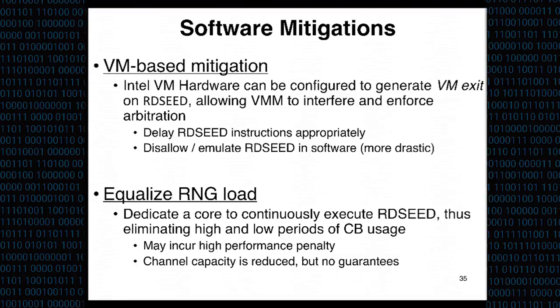Software mitigation: you can basically trap in the VMM on each of these RDC instructions, and then either delay the RDC instructions or disallow them and emulate in software. That's doable, that can be done. Or you can equalize the RNG load. What you can do is run another thread in the background on some core that would bombard this random number generator unit with RDC instructions, which will distort all the timing readings that we observed. But that may have a performance implication.